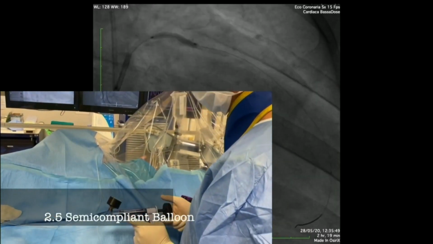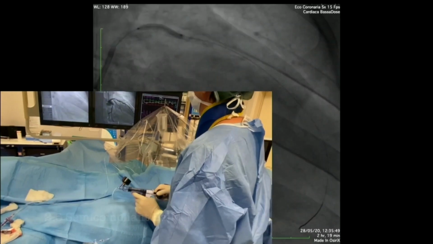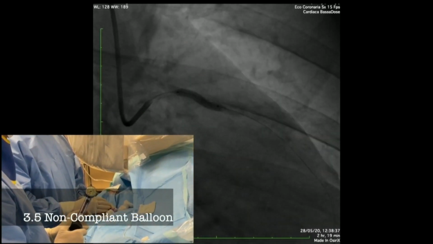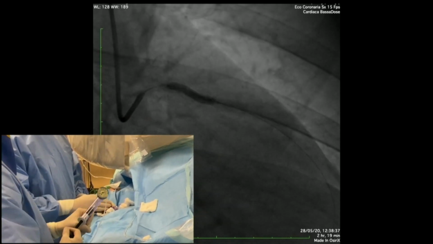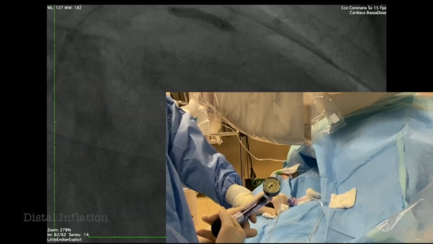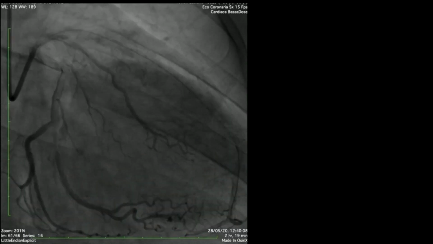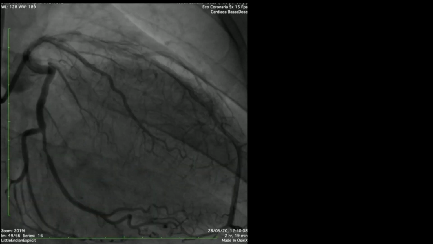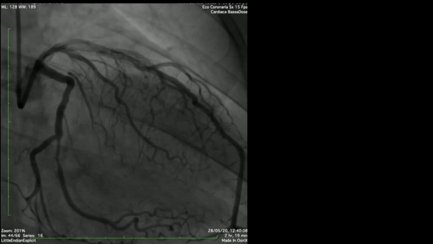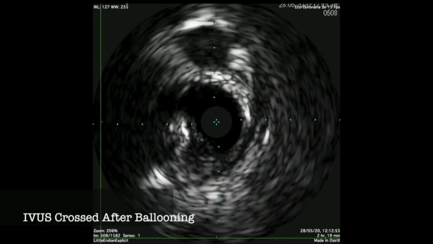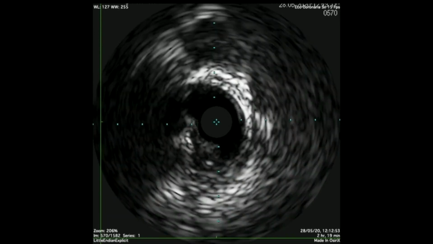And as you see, a 2.5 semi-compliant balloon opened up. And then we upgraded with a 3.5 non-compliant, and it opened up. So in a certain way, we created a lumen inside the lumen. So we enlarged, and now you can see angiographically the image looks even worse, more scary. But now we know that there is enough diameter to cross. If the balloon does not pass, then you think about rotational atherectomy.